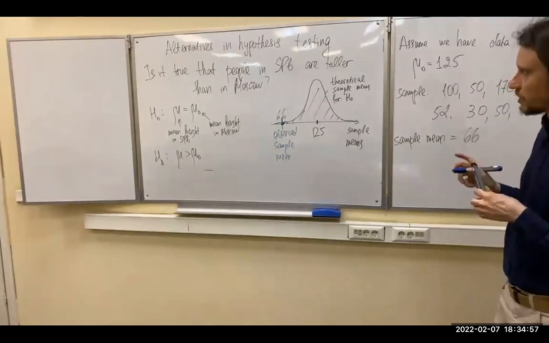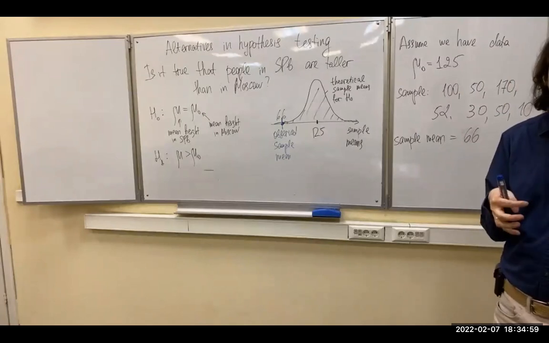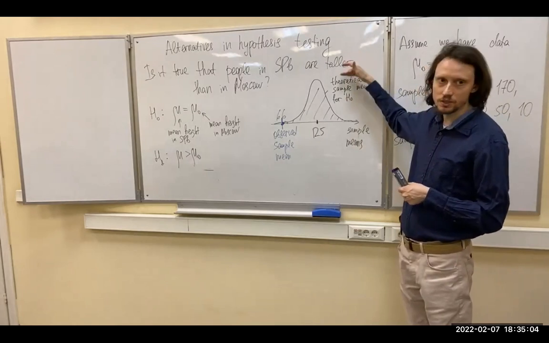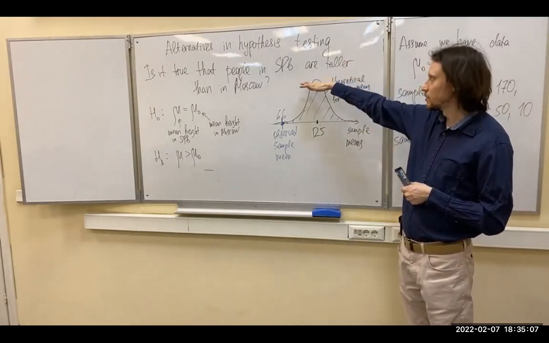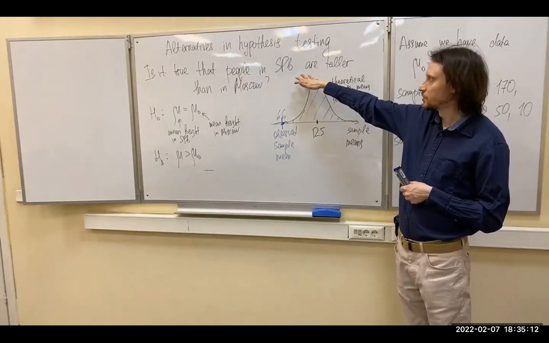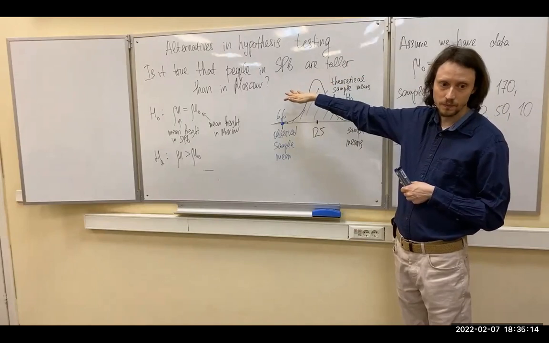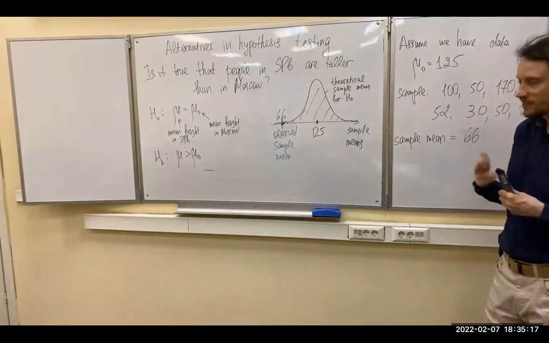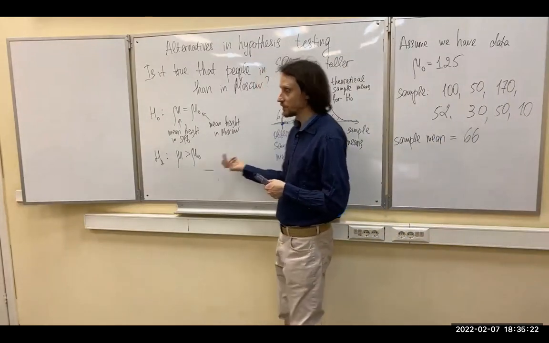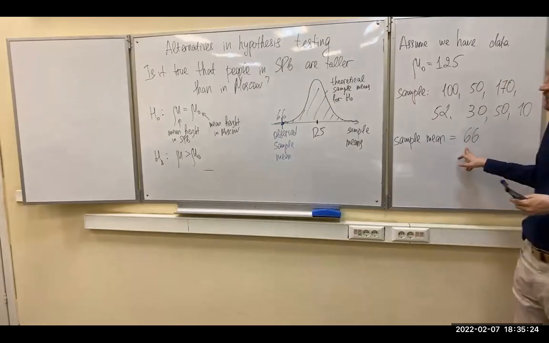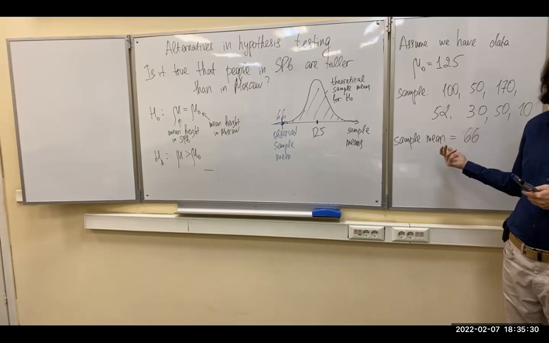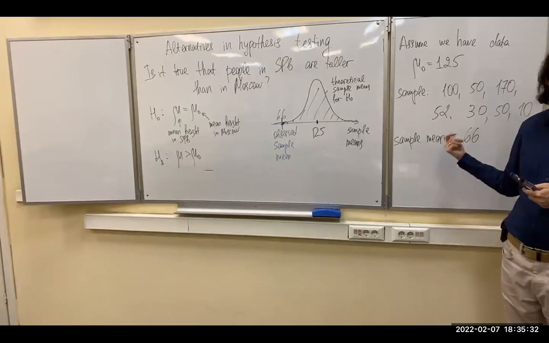Okay. It is possible that initially, when we stated our hypothesis, we said that we are interested not in this question, but in the opposite question. Is it true that people in St. Petersburg are shorter than people in Moscow? In this case, you have a different alternative here. And in this case, these data will be in favor of rejection of the null hypothesis because they will be in favor of this alternative.